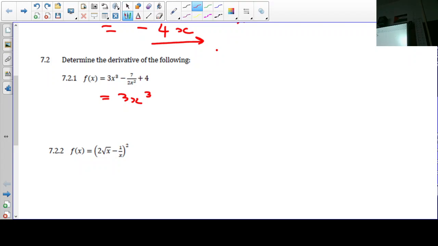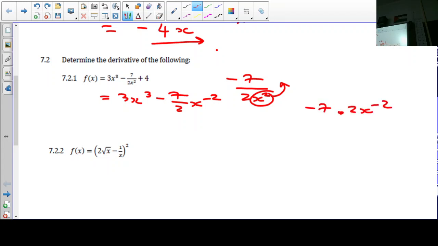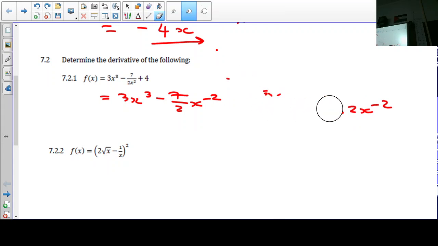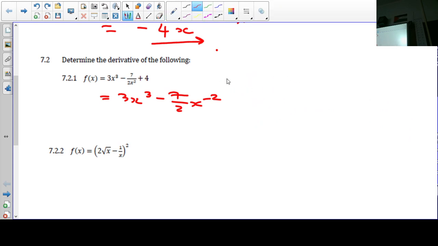Okay. For negative 7 over 2x squared, remember only the x comes up. So it's going to be negative 7 over 2 times x to the minus 2. Now many learners take the whole denominator up and then it becomes that way, which is not correct. Remember, we're only going to take the x up. So it becomes x to the minus 2 plus 4.